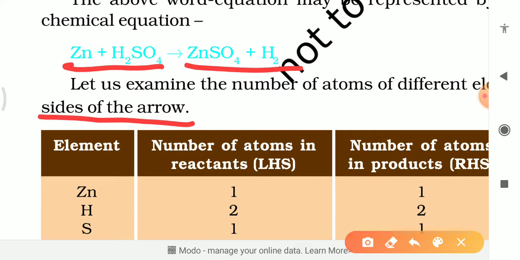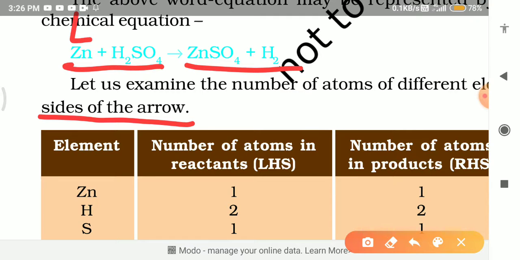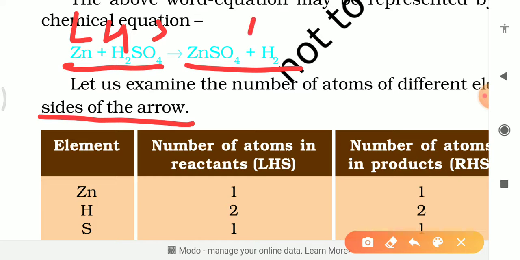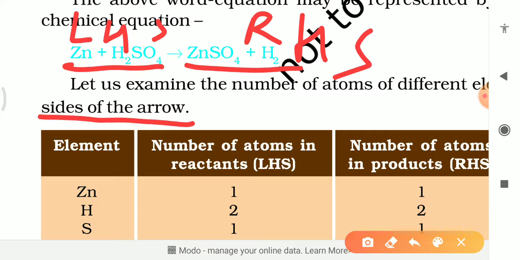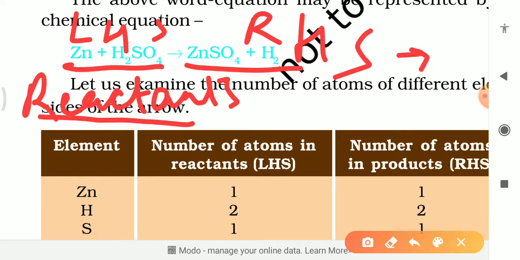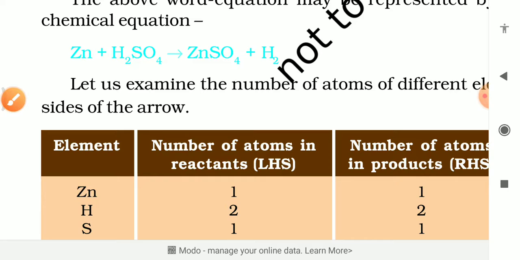Now you will calculate the number of atoms. Students, I told you that this one is your left hand side and this one is your right hand side. Left hand side is the reactants, and this one, the right hand side, is your products. Now you have to calculate the number of atoms. Is the number of atoms of each element in the reactants equal to the number of atoms of that element in the products?